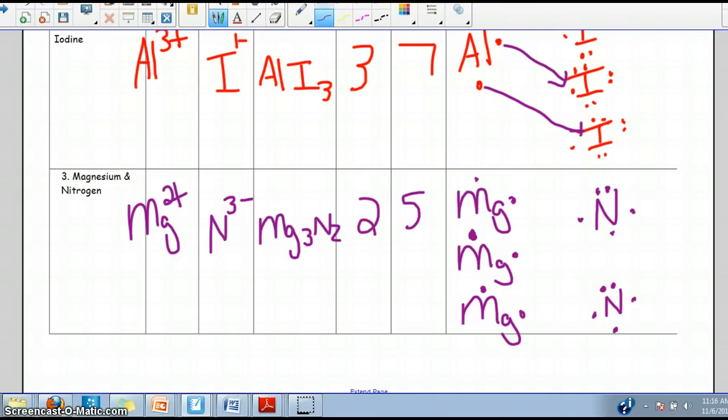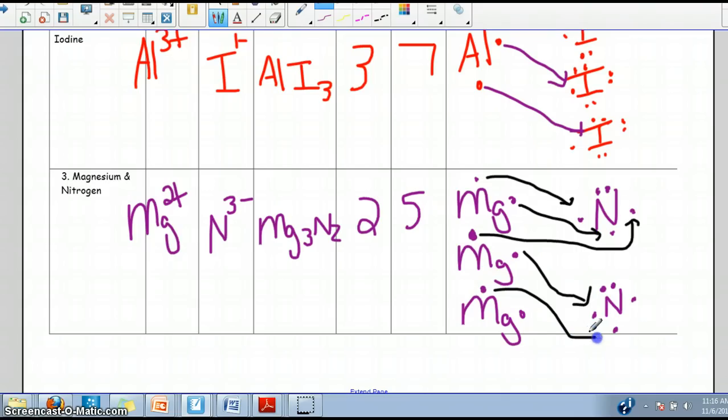All right, now we just want to show where they go. Okay, all right, so magnesium is going to be the giver, and each nitrogen needs 3. So we're going to go here and there. All right, and he still needs 1 more, so we're going to have to take from the second magnesium. Okay, and then this one needs 3 as well. So we got 1, 2, and 3. And that's it.